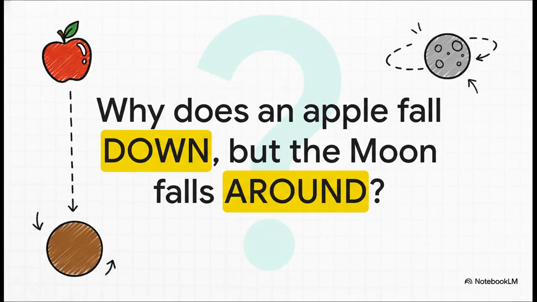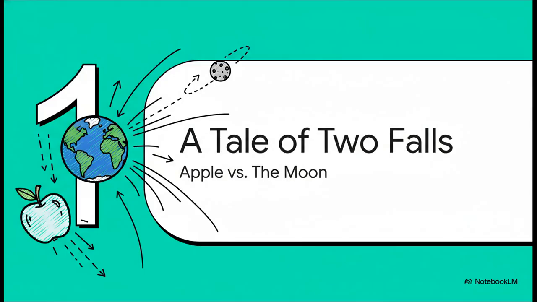Think about it. An apple on a tree lets go and it falls straight down. But the moon, which is also being pulled by the Earth, falls around it. They're both falling, so what's the deal? Why are their paths so completely different? To get to the bottom of this, we have to realize we're looking at a tale of two falls. It's true, the apple and the moon are both being pulled by Earth's gravity. Our mission here is to figure out the one single rule that explains both of their very different journeys.